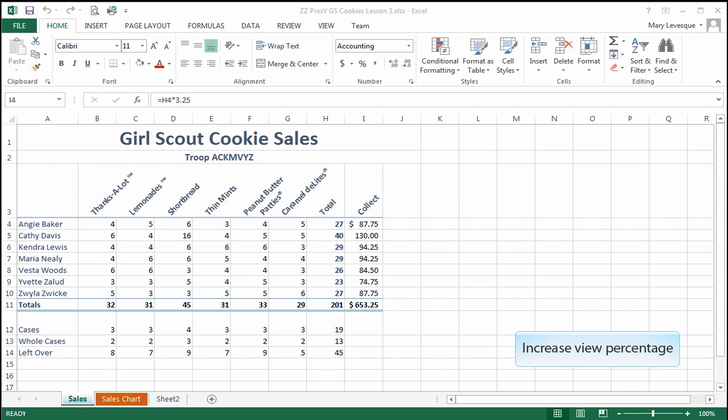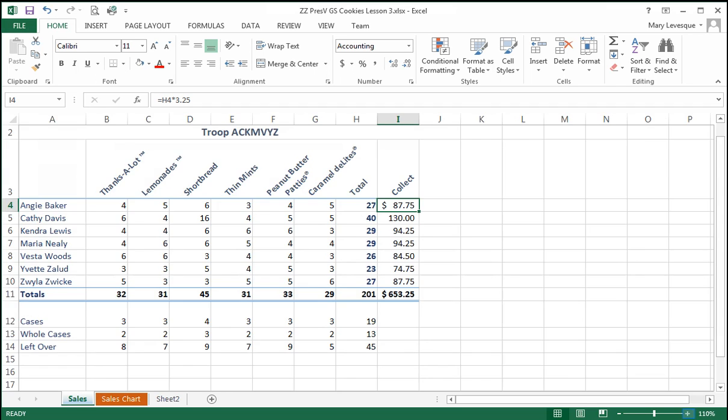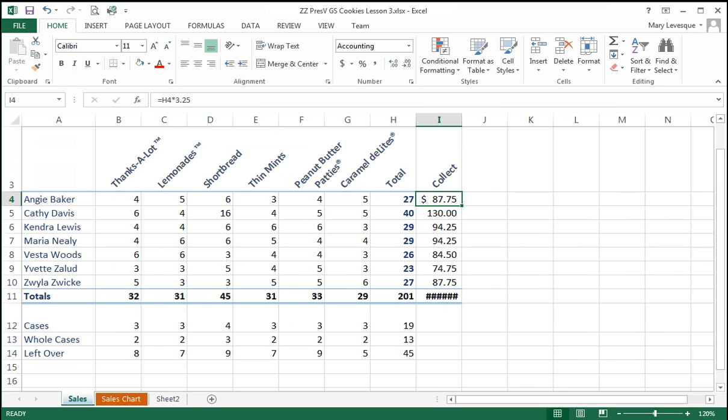Before we do that, just a couple of things. If you were to come down here and increase the view percentage, you might end up with the infamous pound signs indicating that the column isn't wide enough. I would recommend that before a presentation of any sort that you check this out at different view percentages. There is a trick. It's not perfect because, well, you'll see.